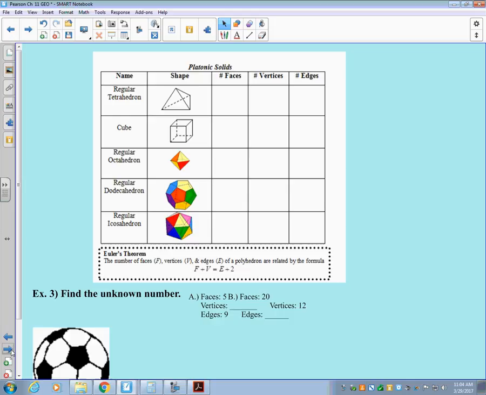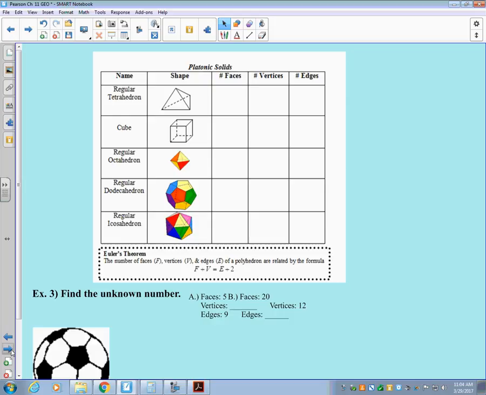The first three of these we're going to do together, and because the octahedron, dodecahedron, and icosahedron have tons of faces, and it's really hard to count them on here, we're just going to fill those in together.